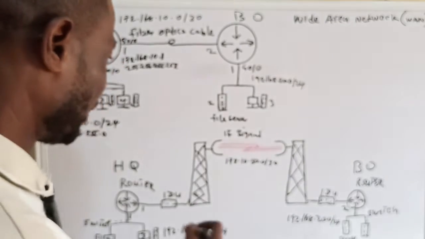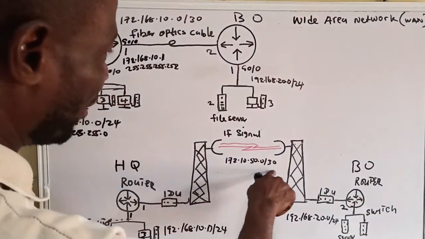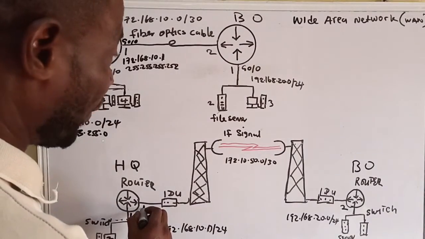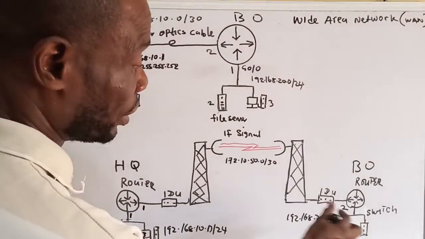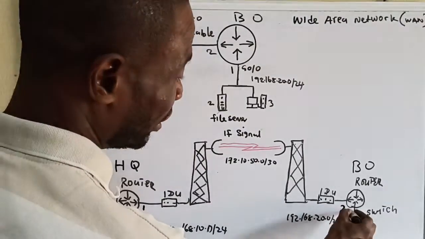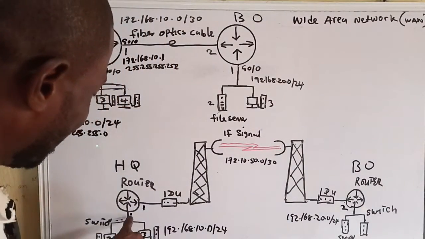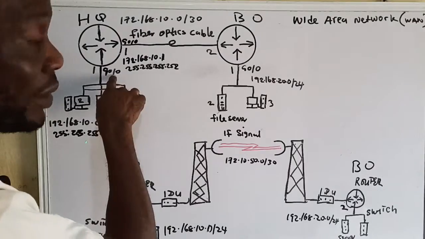You can see here, this is the IP address for the WAN links. This router has the first valid IP address from this, and this router link here has the second IP address. Then the LANs, you can see the LANs here, just like what I did here.